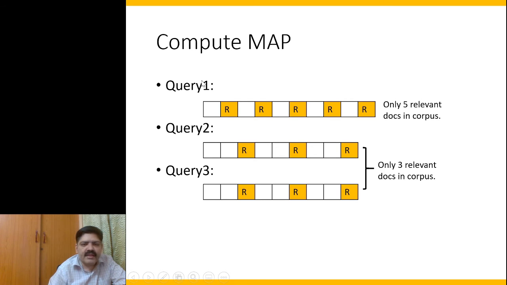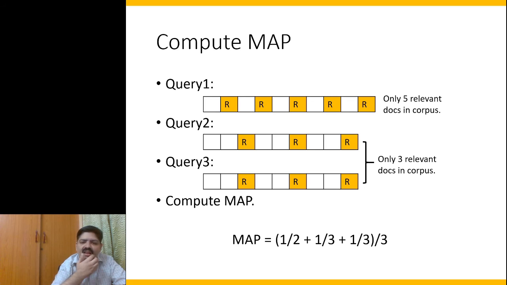Okay, so let's say I have 3 queries, and this is how the results look, and these are the number of relevant documents that I have for these queries in my corpus. So given this information, can you compute the mean average precision? Please pause the video here and work it out. Yes, the mean average precision works out to be half plus 1 over 3 plus 1 over 3 by 3.